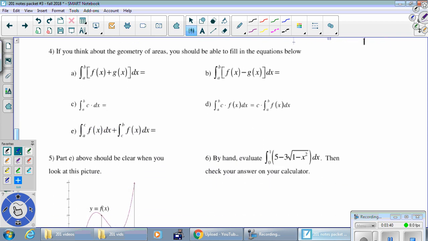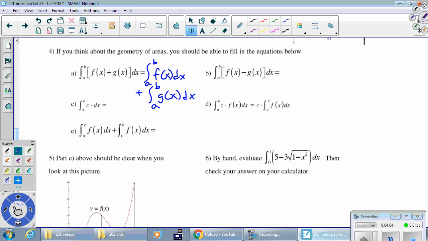If you think about geometry of areas, you should be able to fill in the equations below. So the first one is the integral of f of x plus g of x. It turns out this is exactly the same as the integral of f of x dx plus the integral of g of x dx. So it's important they both get a dx, and it's important that you copy the limits on both of them just like they were in the beginning.